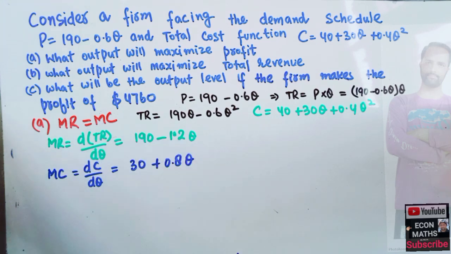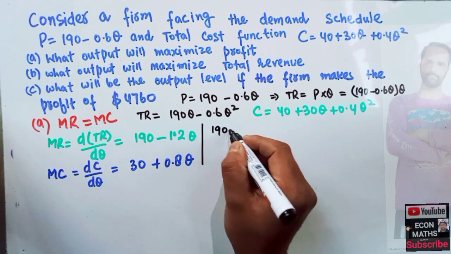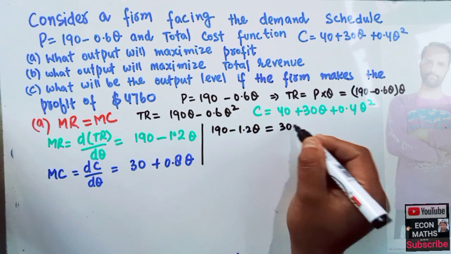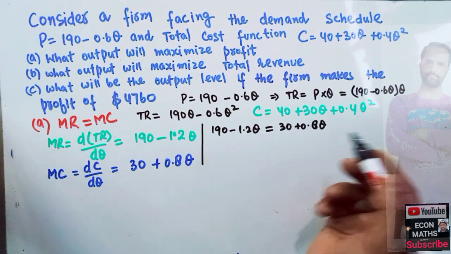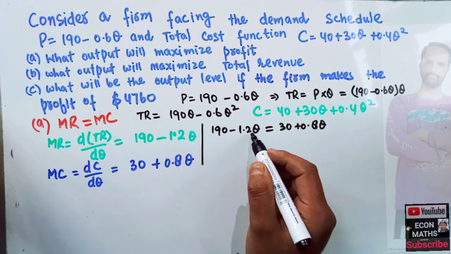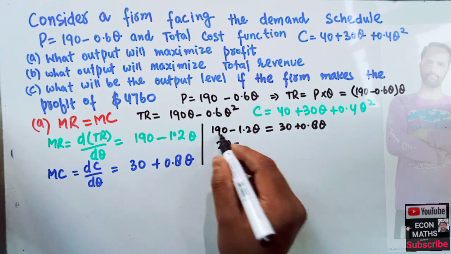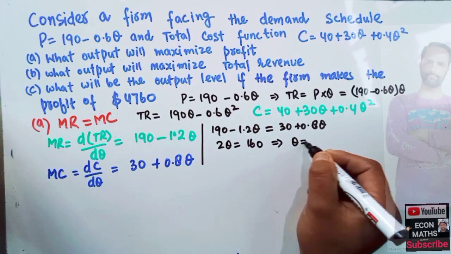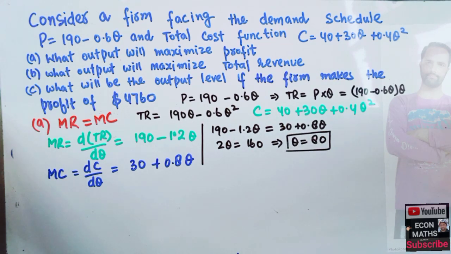Now let's equate marginal revenue with marginal cost. This is our marginal revenue, and let me write it here. In place of MR we have 190 minus 1.2Q. We equate it with 30 plus 0.8Q. Transposing 1.2Q here, it becomes positive. 1.2 plus 0.8 comes out to be 2Q, which will be equal to 190 minus 30, that is 160. Solving, Q will be equal to 80. That means the level of output which maximizes profit will be 80 units.